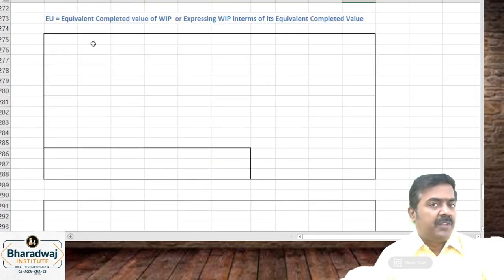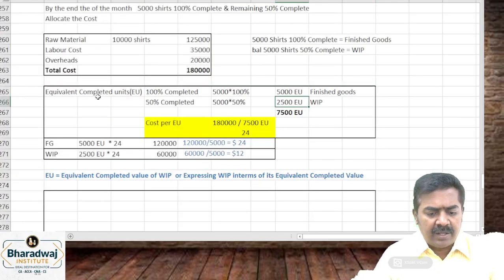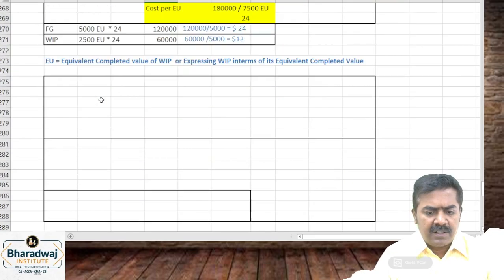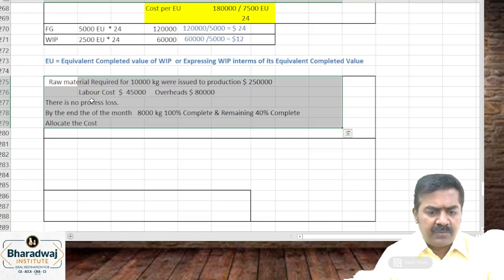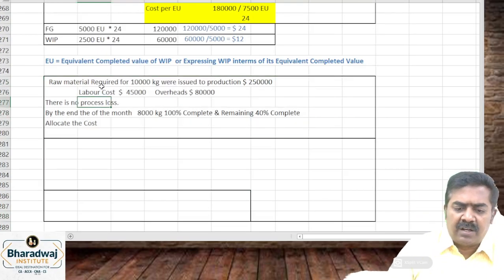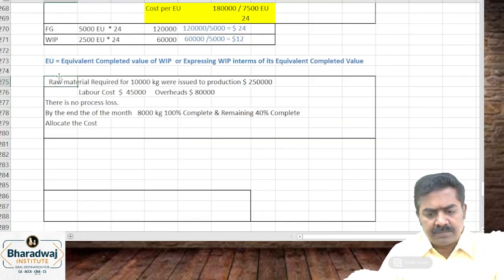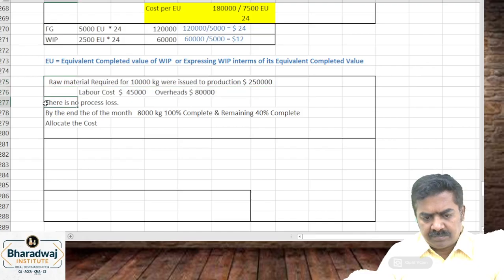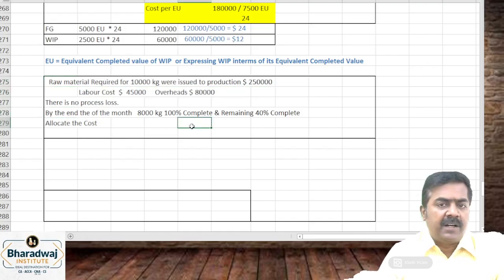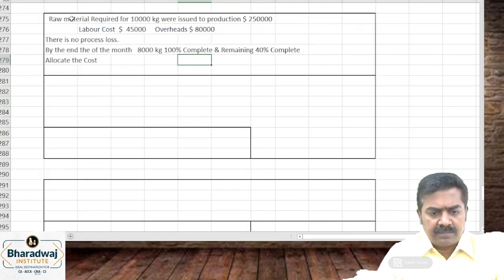Next part also we have done, just to recollect. Okay, in a process, there can be different equivalent units for different things. Look at this. Same question, just a replica to understand.